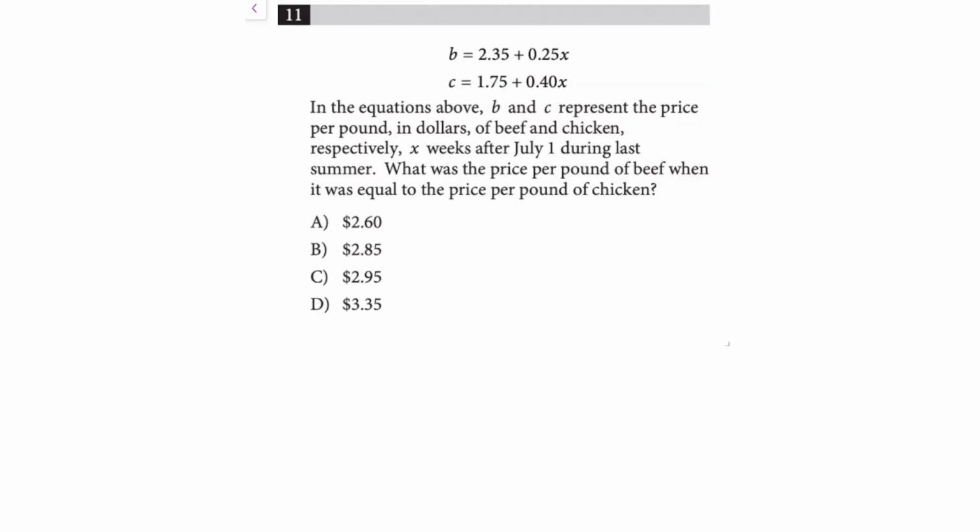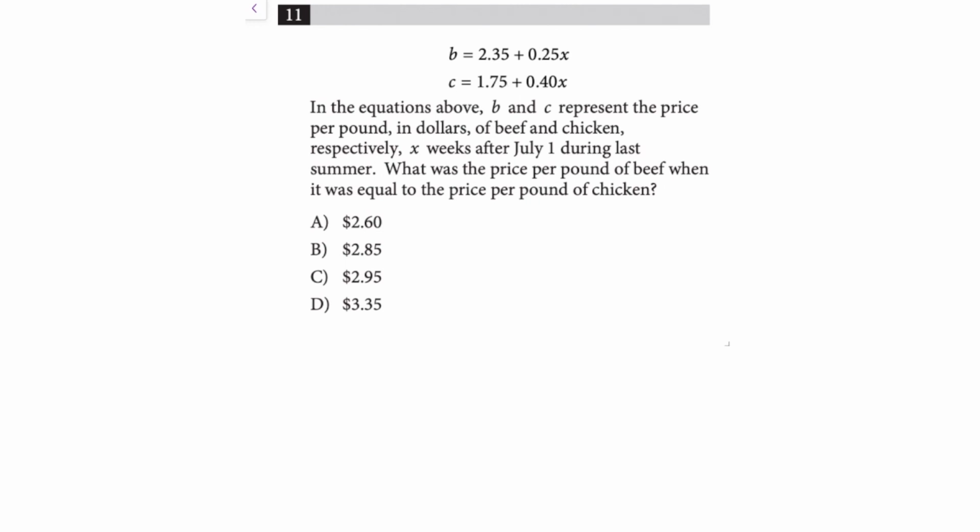Number 11, b equals 2.35 plus 0.25x, c equals 1.75 plus 0.40x. In the equation above, b and c represent the price per pound in dollars of beef and chicken respectively, x weeks after July 1st during last summer. What was the price per pound of beef when it was equal to the price per pound of chicken? So when I set these equal, I'm actually going to get rid of all the decimals, because if you notice, they all have decimals to the hundredths place. So I'm going to multiply both sides of the equation by 100. You don't need to do this, but it's helpful to me.